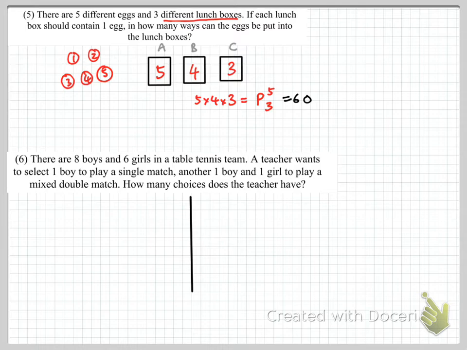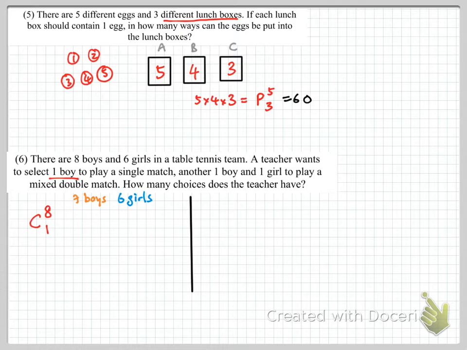There are 8 boys. You want to select 1 boy. So there are 8C1 ways the teacher can do that. Now, after you take out 1 boy, that is the most important thing in this question. There are now down to 7 boys and 6 girls to choose from. You have 1 fewer boy, so 7 boys and 6 girls remaining.